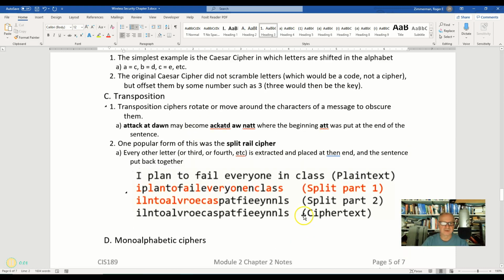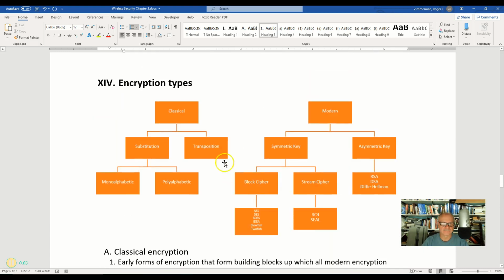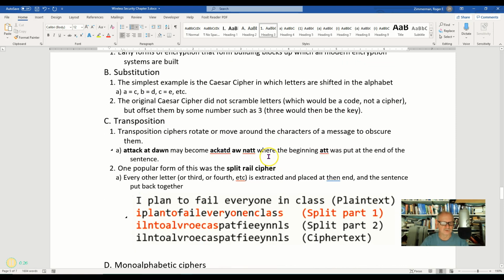Just to keep things systematic here, let's go back and look at our chart again. We have talked about substitution and transposition ciphers in the last video. Now I'm just going to look at substitution ciphers and classify them into two types, monoalphabetic and polyalphabetic. But the key here is to remember that these are only appropriate for substitution ciphers. They do not apply to any of the other kinds of ciphers that we study in this course.